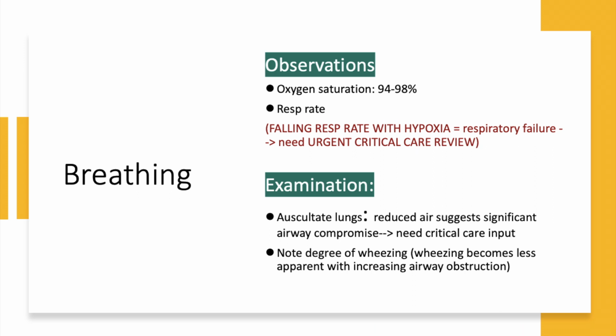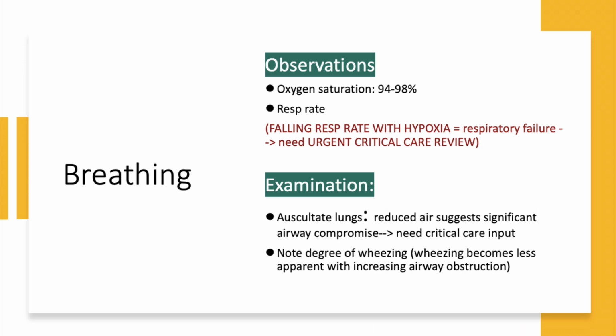Okay, so moving on to breathing. Quite a lot comes under breathing for asthma. First up, we want to know the patient's observations, so we're going to check their oxygen saturation, remembering that the target range is between 94 to 98%. Anything below 94, we would want to be administering 15 litres of oxygen via a non-rebreathe mask.